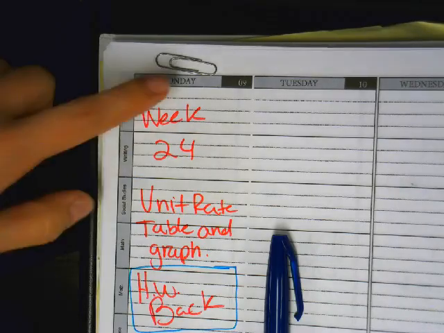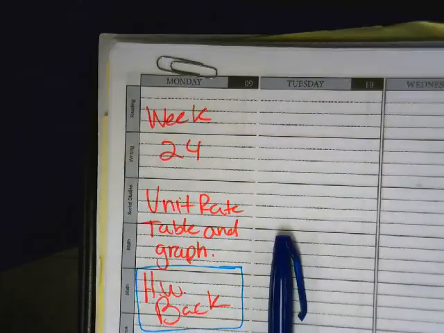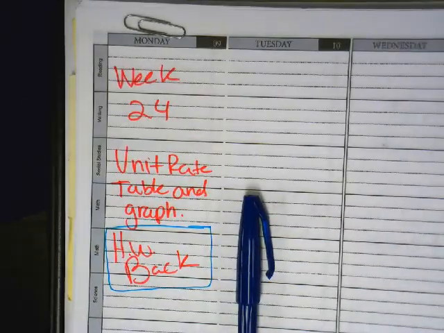Okay, Monday, week 24, unit rate, table, and graph. Homework is just the back. So, we don't have school on Friday. Woo, yay, Friday. Your Dreambox is going to be due Saturday.